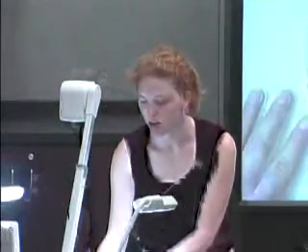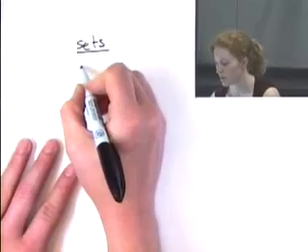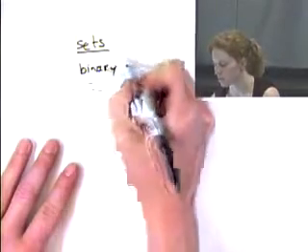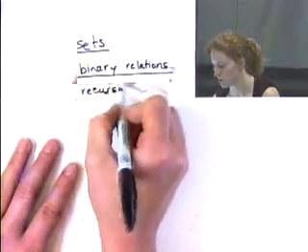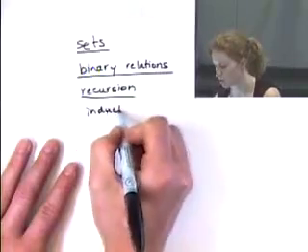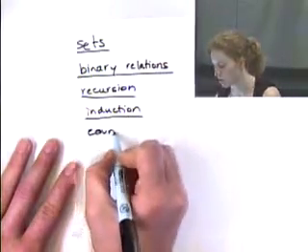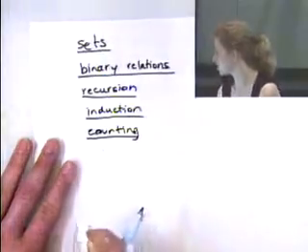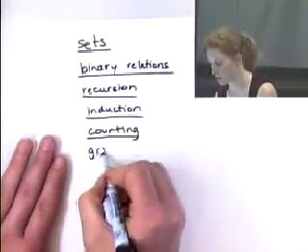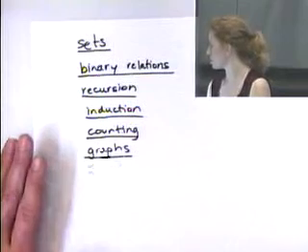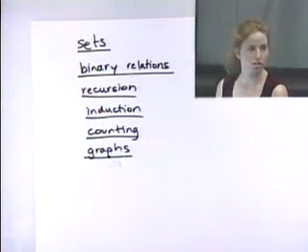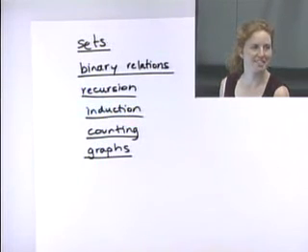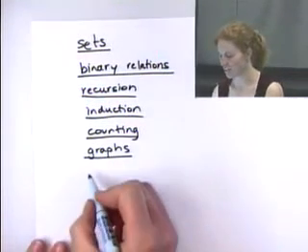And just to remind you what things it represented, we had sets, binary relations, recursion, induction, counting, graphs, and the traveling salesman problem. You didn't get into big O. That's right, that's what I said, we'll save it for next time. And just a teeny bit of logic, right?